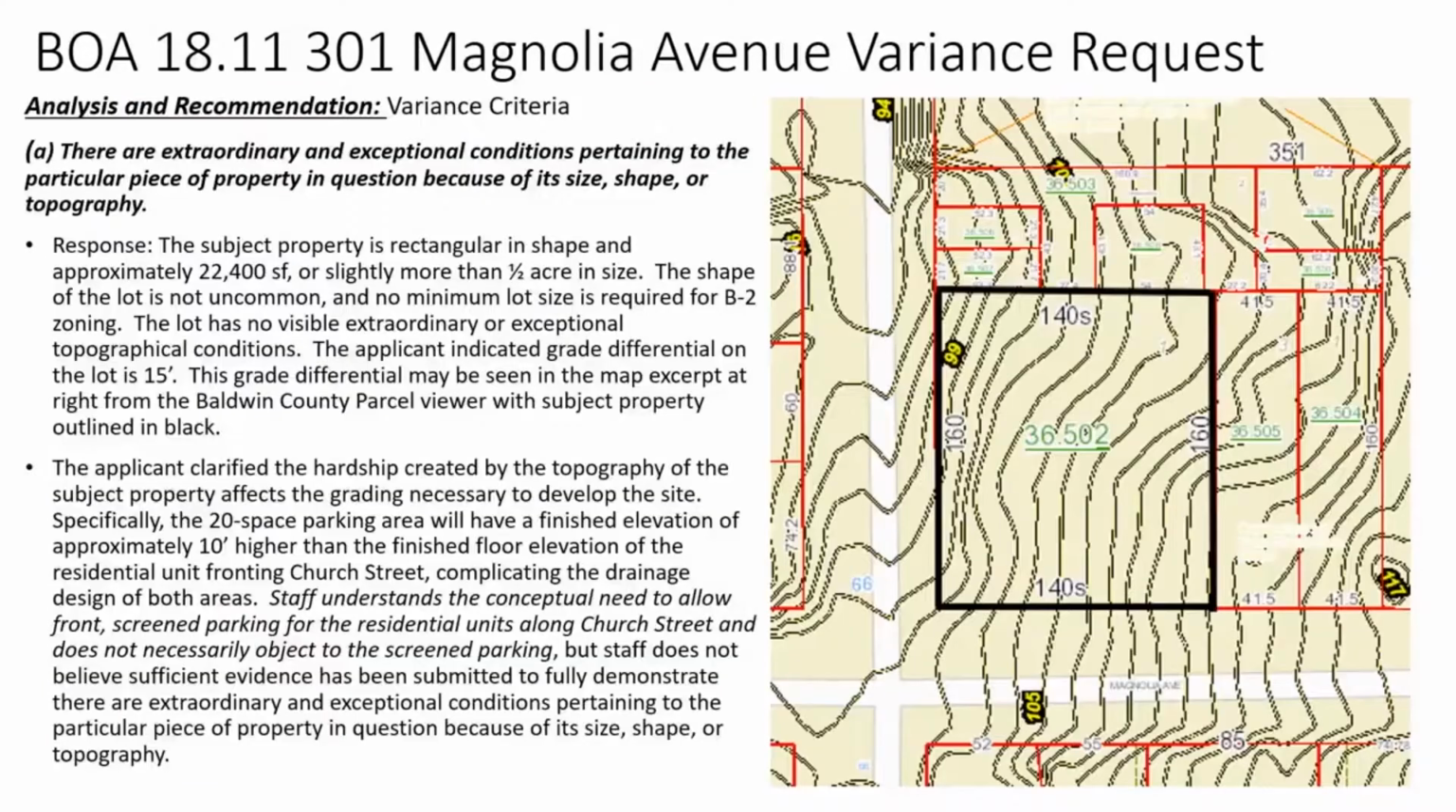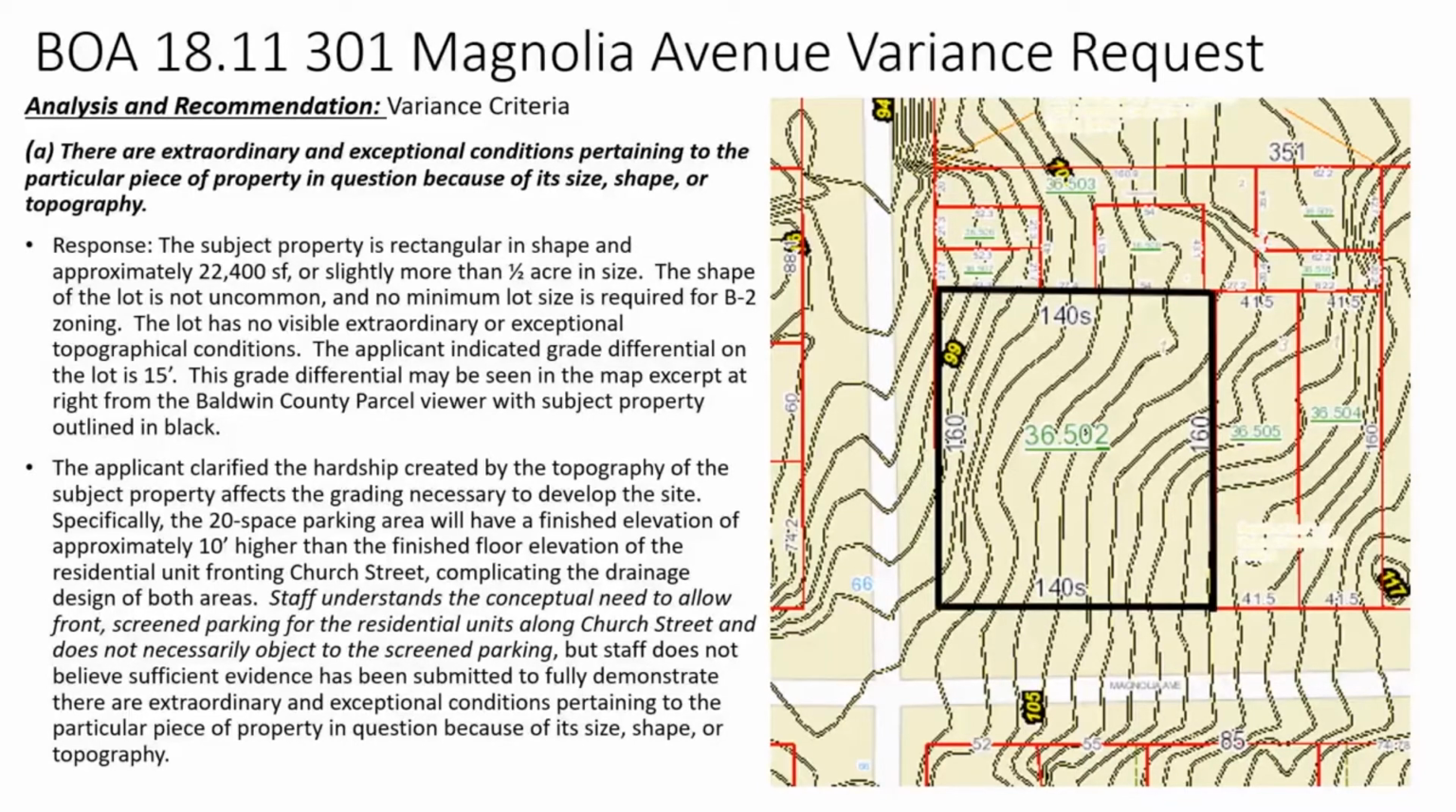And here we've taken a screenshot. This was derived from the topographic maps from the county's map viewer, and this shows the 15-foot grade differential that the applicant was talking about. Those are 1-foot interval topo lines in the drawing. If you start in the upper left-hand corner and go down to the lower right-hand corner, so from northwest to southeast, you can count the topo lines and see the 15-foot differential.